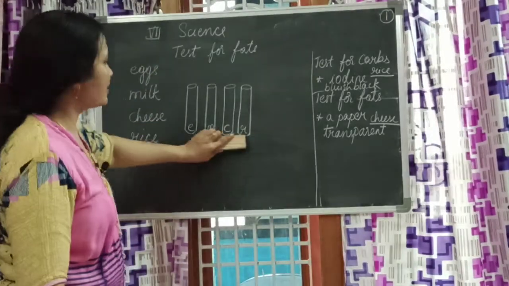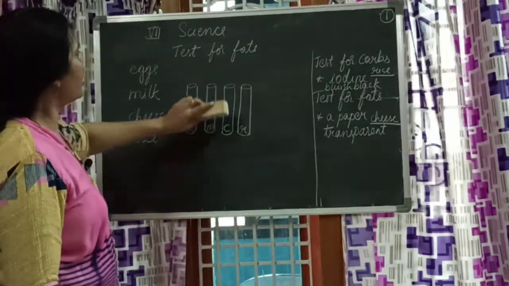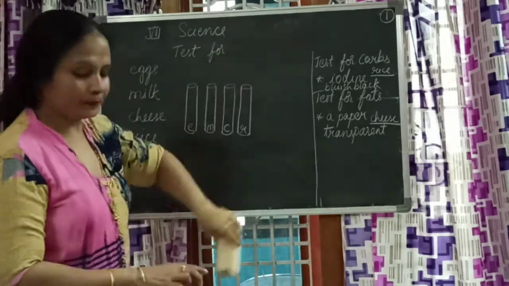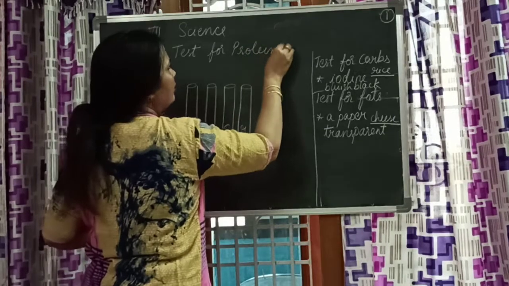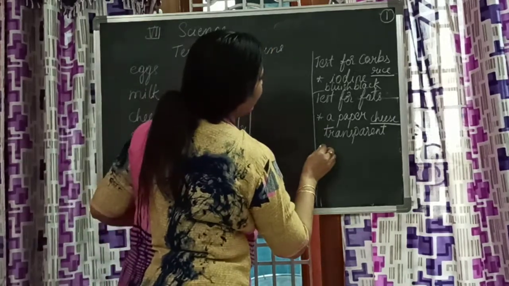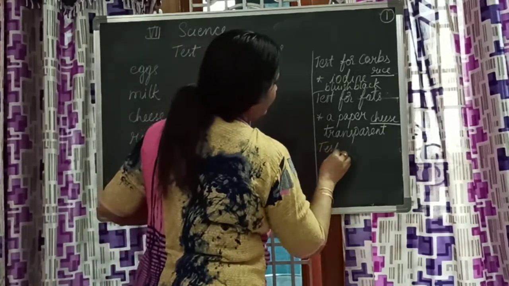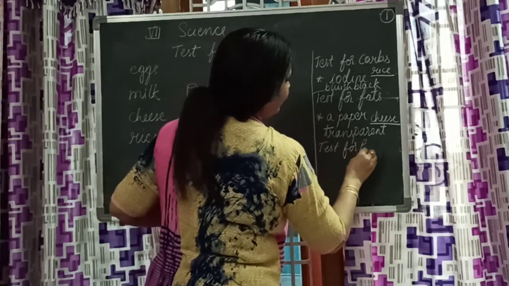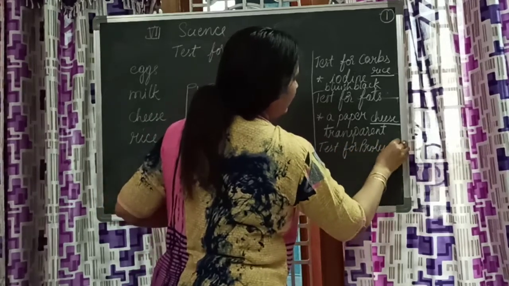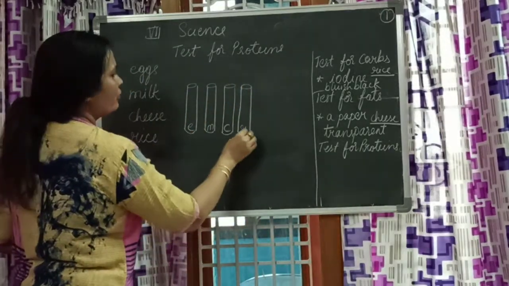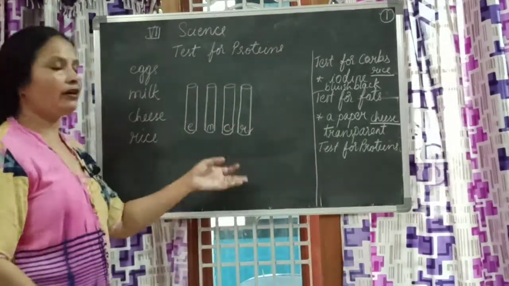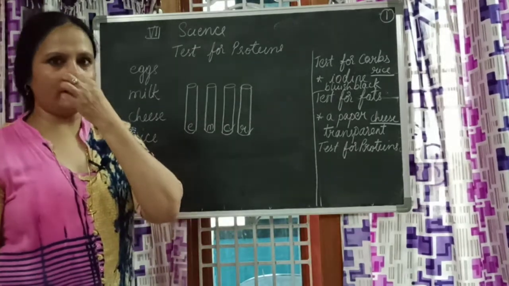Next, let us see test for proteins. Next thing is test for proteins. And here also let me write down test for proteins. Remember children, I am giving you a gist of it here. Now what are left? Rice is over, cheese is over. Maybe they have proteins also in that. We need to check, no?